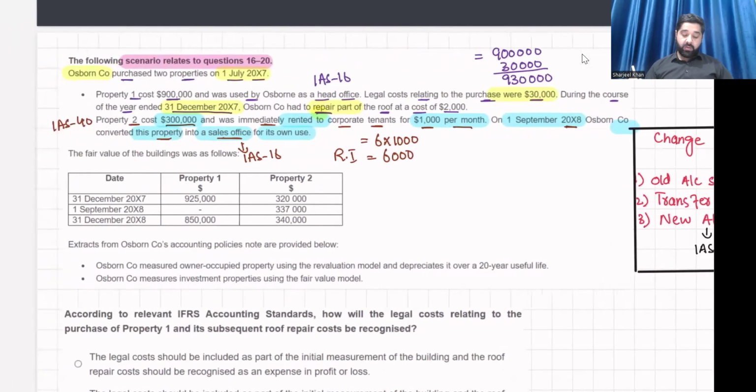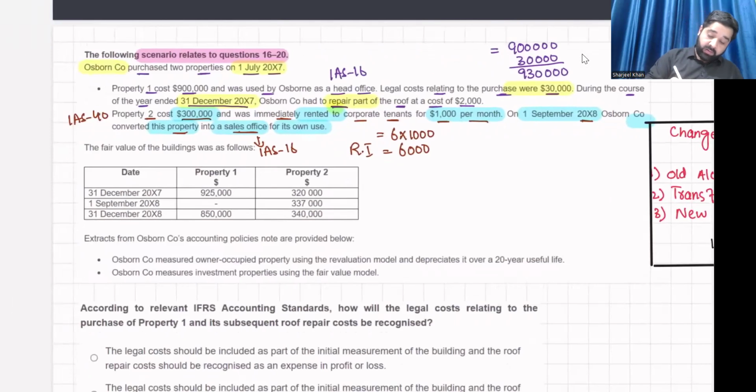Okay, now the fair value of the buildings were as follows. At 31st December 20x7, the year end, the fair value of property one is 925,000, and for property two it is 320,000. At the date of change in use, the fair value of property two is $337,000, and on 31st December 20x8, the fair value of property one is 850, and for property two it is 340.